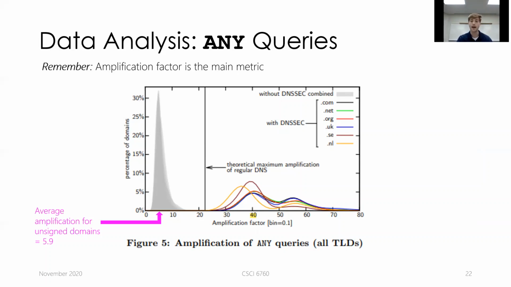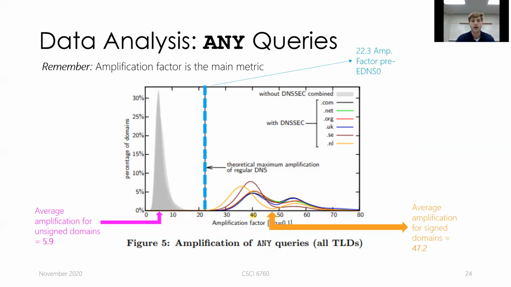And right off the bat, we're going to compare that to the average for signed domains, which is 47.2. That's our average right there. So we can immediately see that signed domains are going to have more potential for high amplification factors. And the last thing I want to point out here is that vertical line down the middle, which represents that 22.3 that we calculated earlier. That's going to represent our pre-DNSSEC upper limit for our maximum amplification. So that's going to be our upper limit.